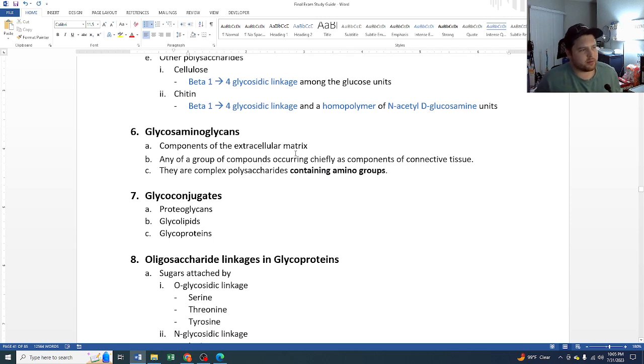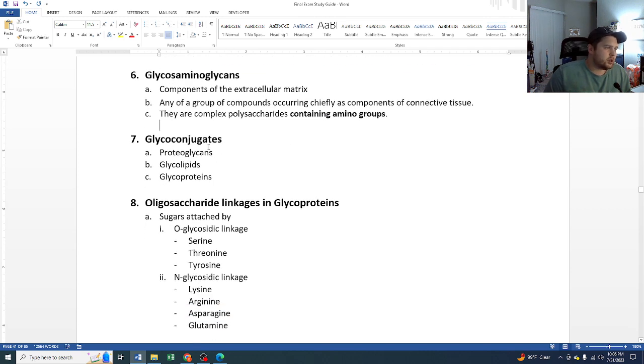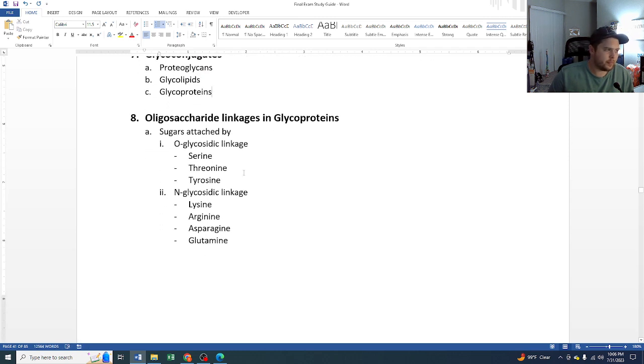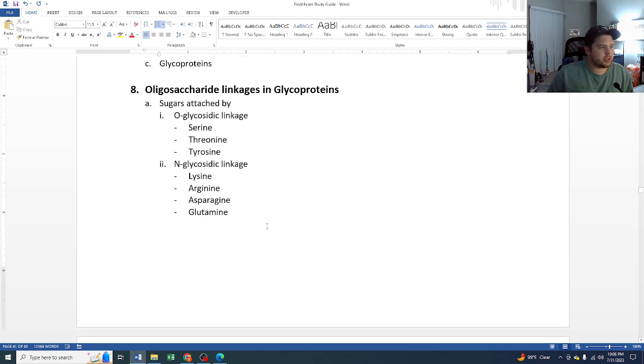Glycosaminoglycans, these are components of the extracellular matrix, so kind of the structure of the cells. And they're complex polysaccharides containing amino groups. The glycoconjugates, these are kind of the fused together forms of glucose, where you have protein with glucose, glycolipids, and glycoproteins. Oligosaccharides, linkage in glycoproteins. I'll be honest, I don't really remember talking a lot about this, but there are the different types of linkage.